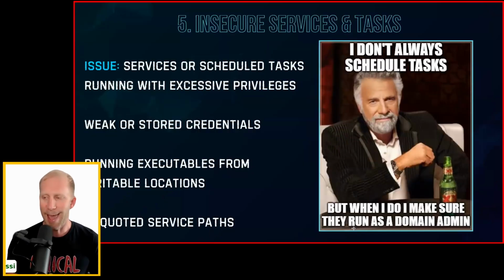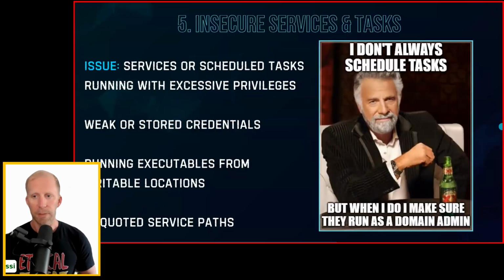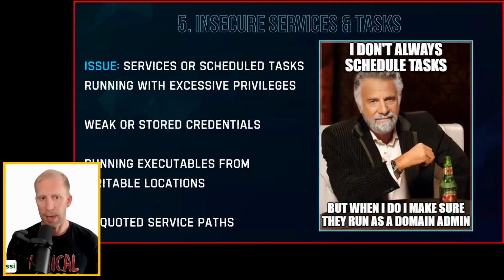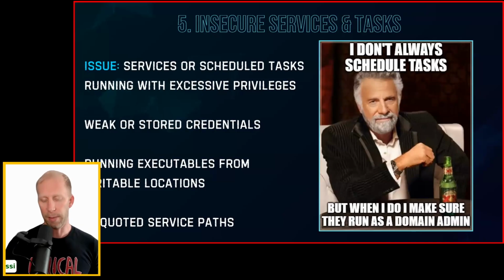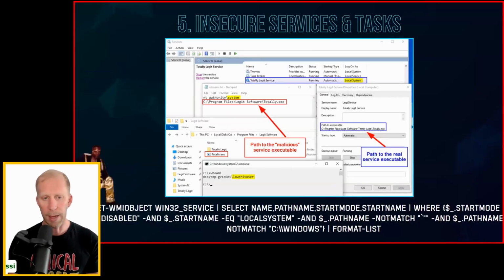So, insecure services and tasks. Awesome. This is when services or scheduled tasks are running with excessive privileges, or they're using weak or stored credentials, or we're running executables from writable locations, or unquoted service paths. So that's what we're going to talk about next. The first one is unquoted service paths. Now, by default, users can't write to Program Files directories. However, as you'll see in a minute, there are some issues with relying on that safety mechanism alone.